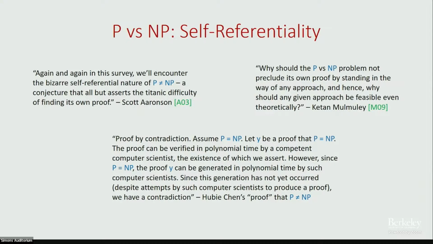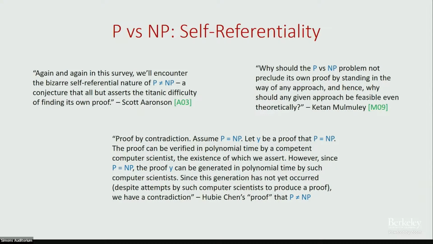He says proof by contradiction: assume P equals NP, let Y be a proof that P equals NP. Well, then the proof can be verified in polynomial time by competent computer scientists, because we can verify proofs efficiently. However, since P equals NP, you can also find the proof. And since this hasn't been found yet, there's a contradiction. So this isn't serious, of course, and I think Hugh is well aware of that.